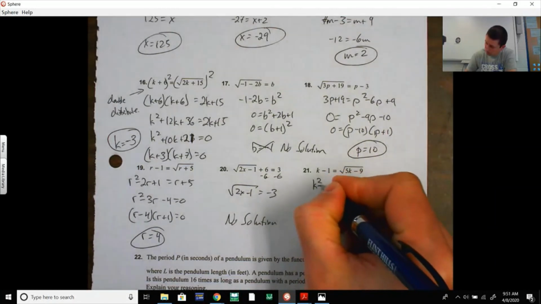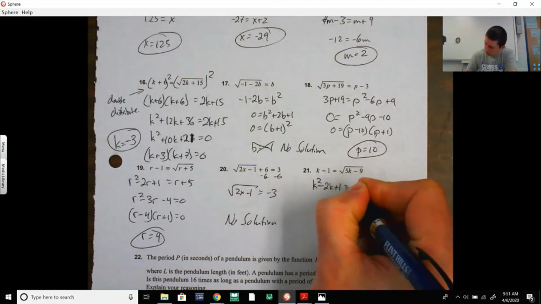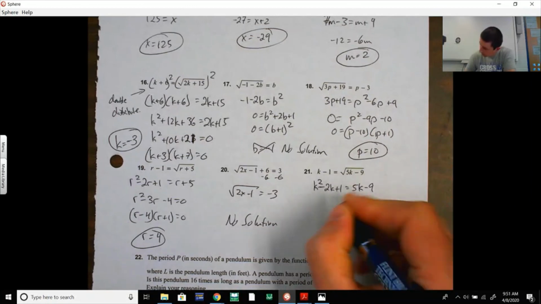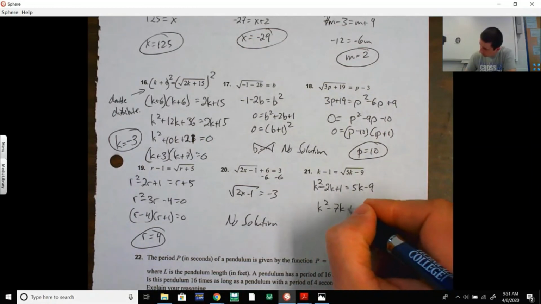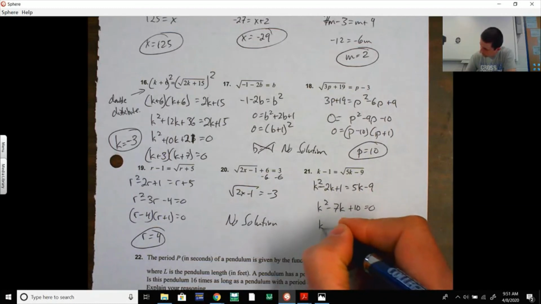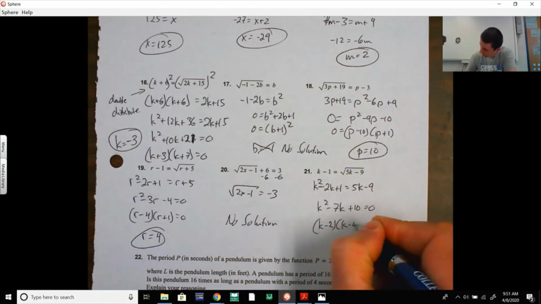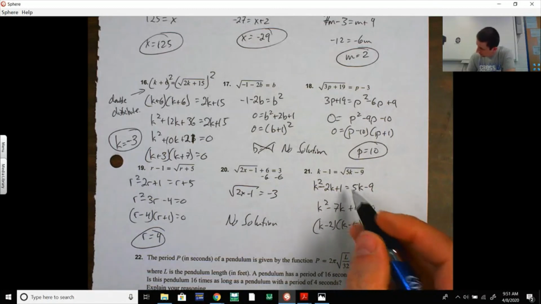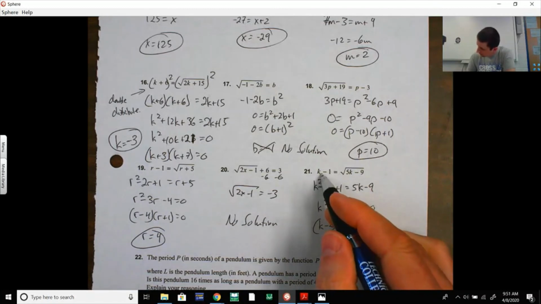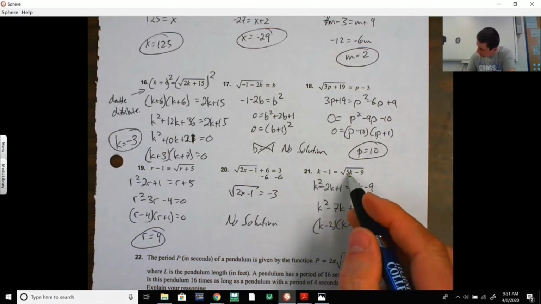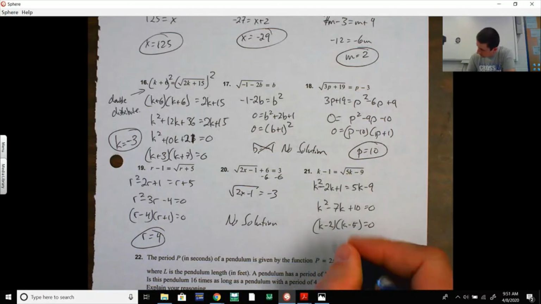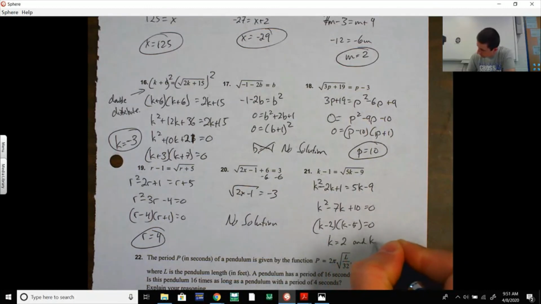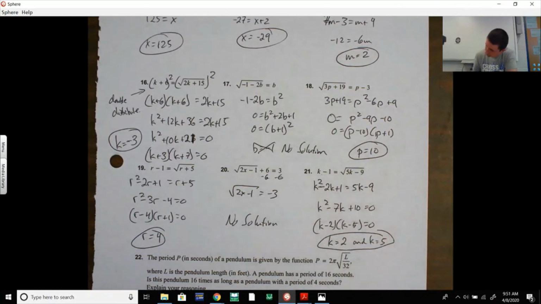K squared minus 2k plus 1 equals 5k minus 9. So k squared minus 7k plus 10 equals 0. So k minus 2 times k minus 5 equals 0. So you get 2 and 5. 2 would work. 5 would work. So here you do get two answers. K equals 2 and k equals 5. That one, both of them do work.